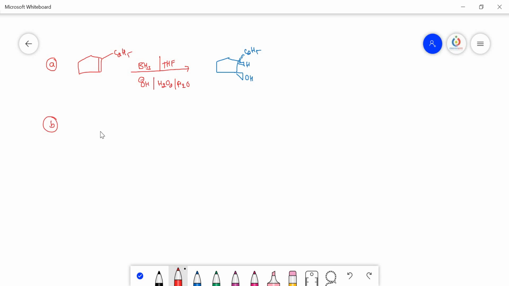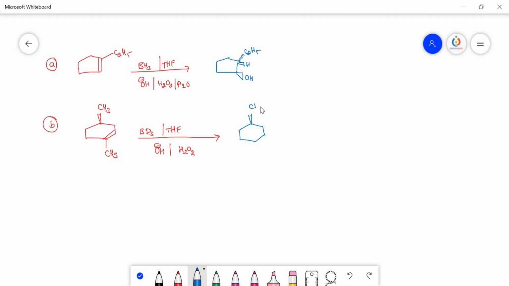And the second question is CH3 with BD3, deuterated diborane, then OH minus, H2O2. So the answer for this one is, the concept was discussed yesterday. You can go through that concept.